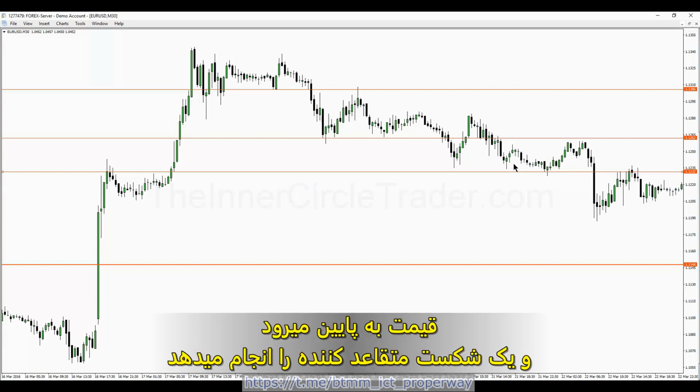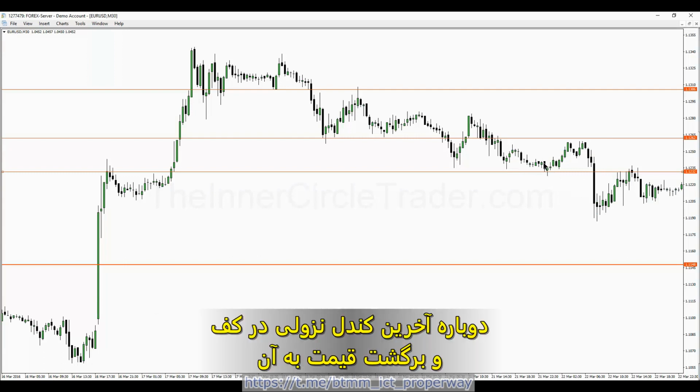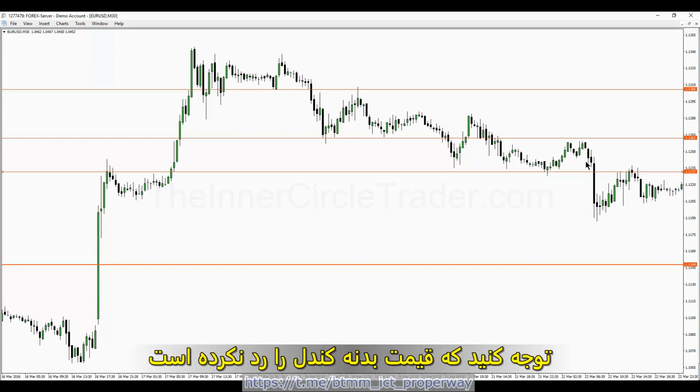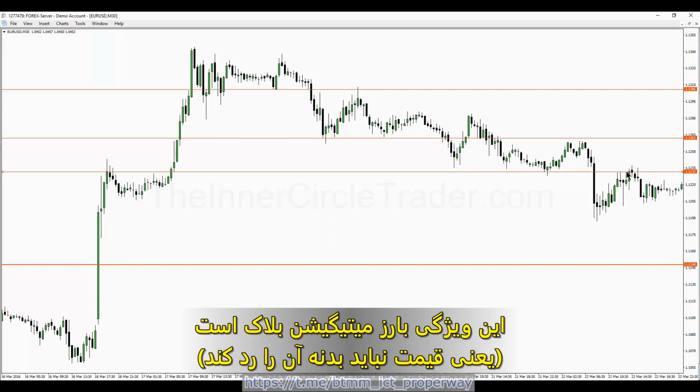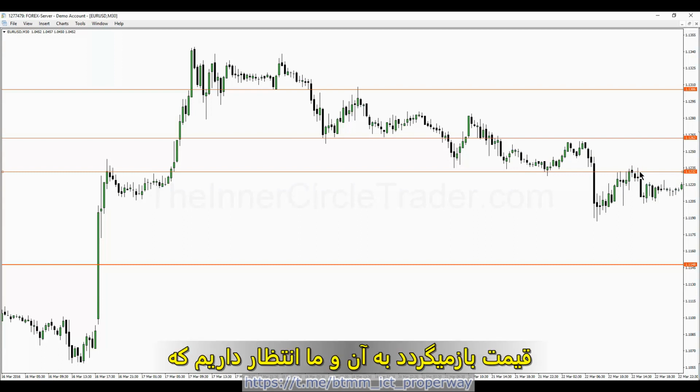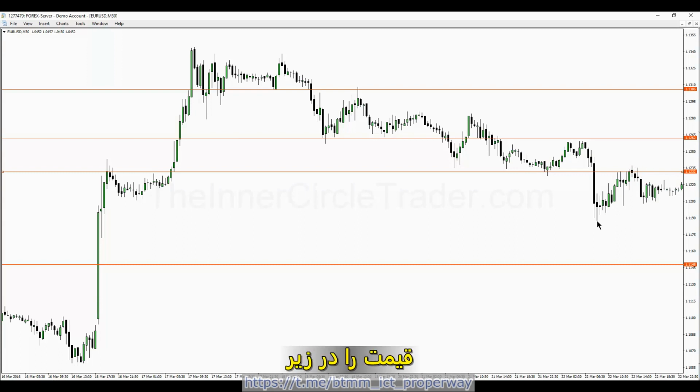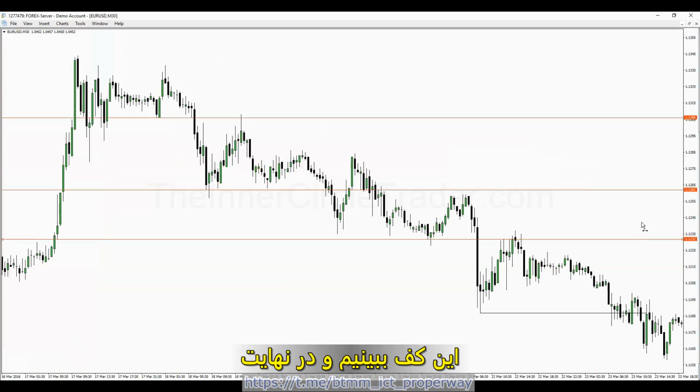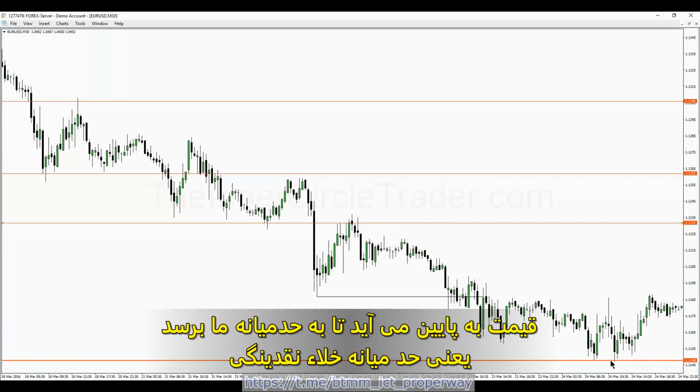Price trades lower, violates a very convincing break down here. Last down candle, the low, trades up. Now again, notice the body of the candle is not violated. This is a hallmark characteristic of a mitigation block. Price trades up into it. We are expecting prices below this low now, and then ultimately it reaches down into our mean threshold of the liquidity void.